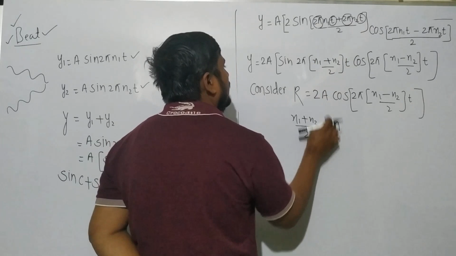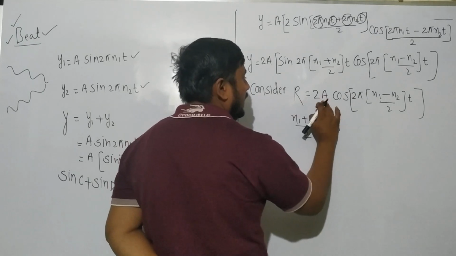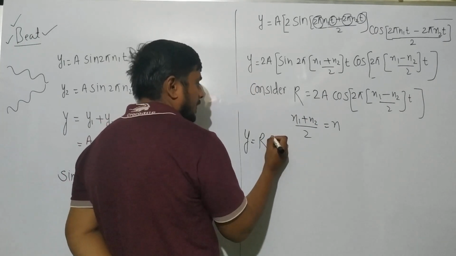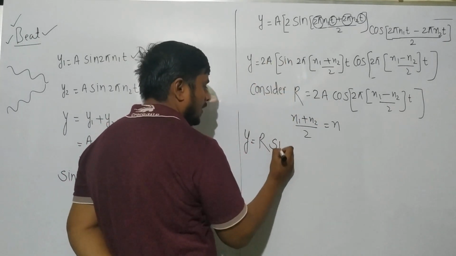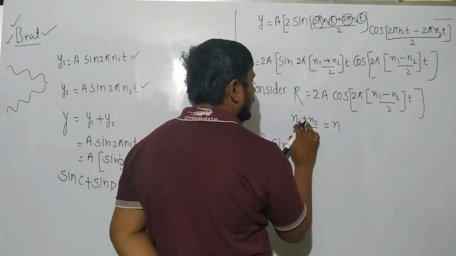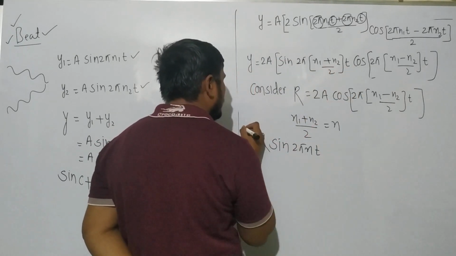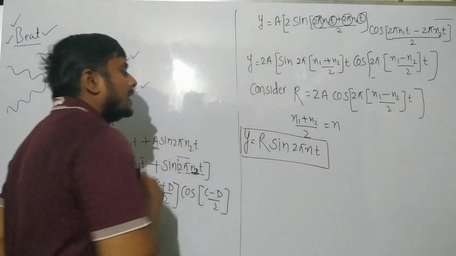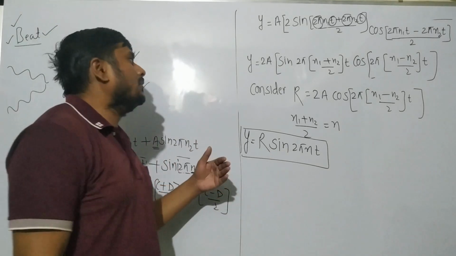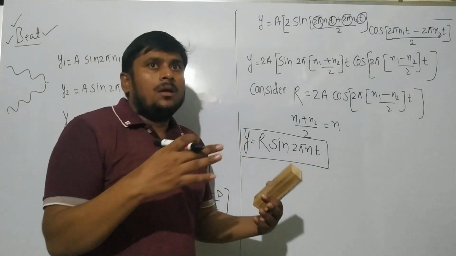So by placing these two values over here, what will you get? Y will be equal to, for twice a cos of, I am going to place capital R. So capital R into sine of 2 pi, and now instead of (n1 plus n2)/2, I am going to place n, so n into t. So this is nothing but a resultant wave, which is also simple harmonic. The resultant wave is also periodic and repetitive. So when these two sounds reach your ear, you don't feel anything other than repetition.